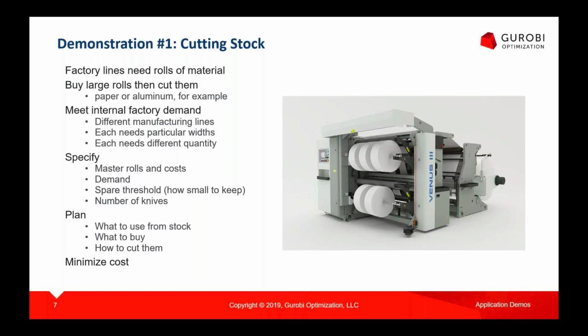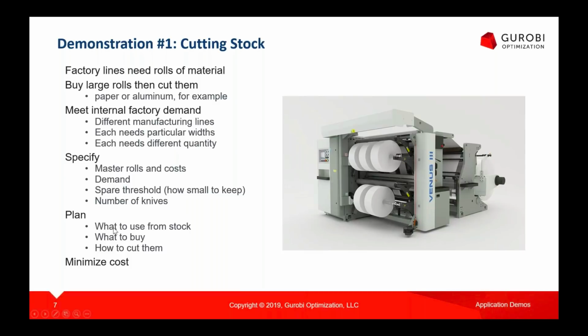So I said we have master rolls. They come in particular sizes. They have a cost, and there's a cost to cut them. And then we have the demands for different sized final rolls, as they're called. And then we have a spare threshold I'll talk about in a minute. Also, some of these machines have a specific number of knives. You can't have more than 2 knives or 5 knives, but you'll see that in the demonstration too.